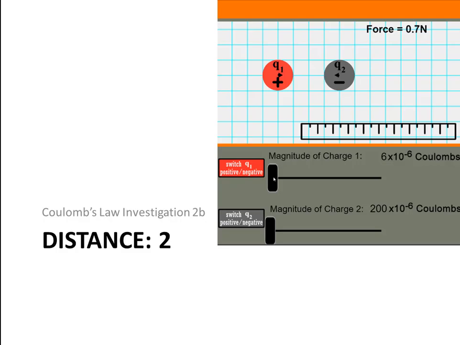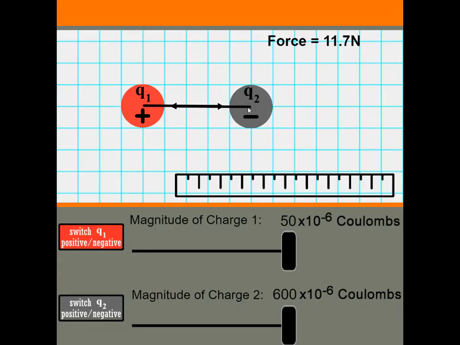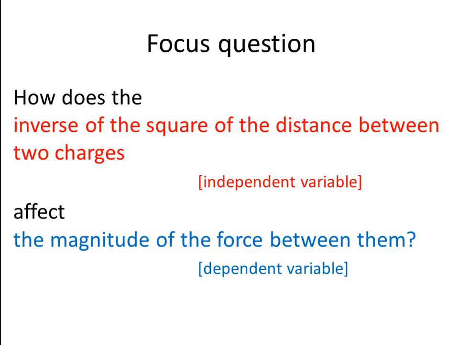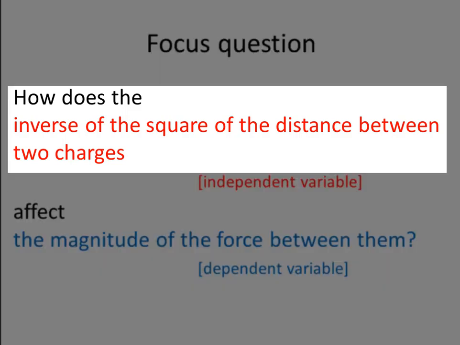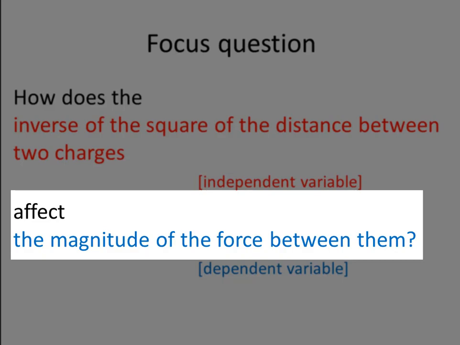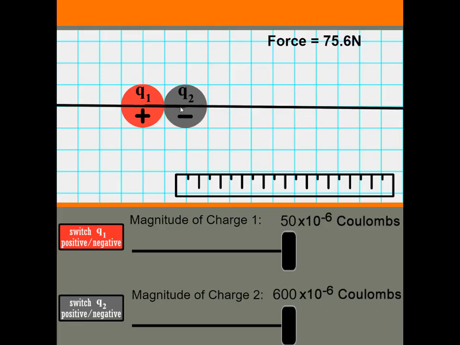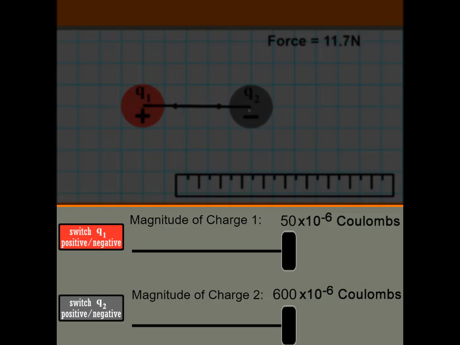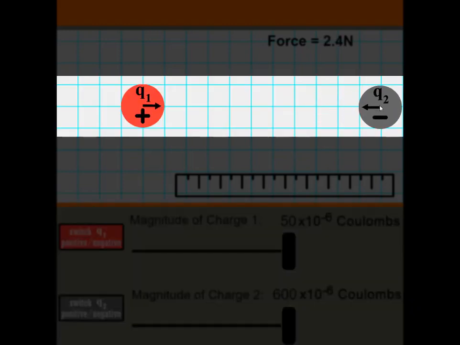Let's investigate the effect of distance on the force that two charges exert on one another to a greater extent. In the previous investigation, we asked, how does the inverse of the square of the distance between two charges affect the magnitude of the force between them? We controlled the magnitude of charge 1 and the magnitude of charge 2. We never touched those sliders. The thing that we made different between the treatments was the distance between Q1 and Q2.